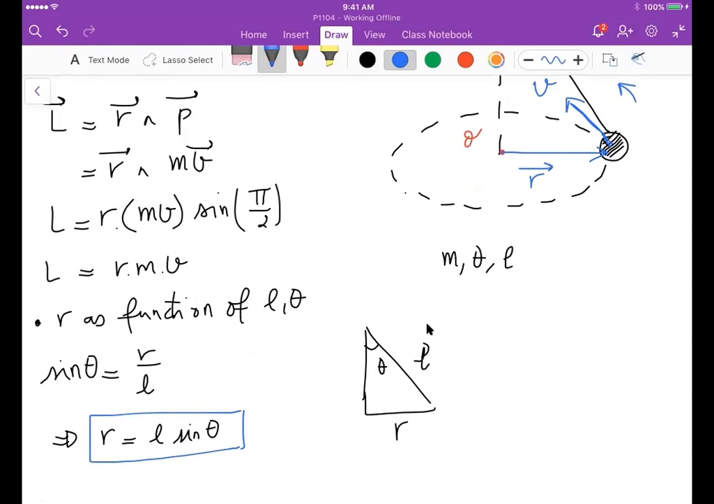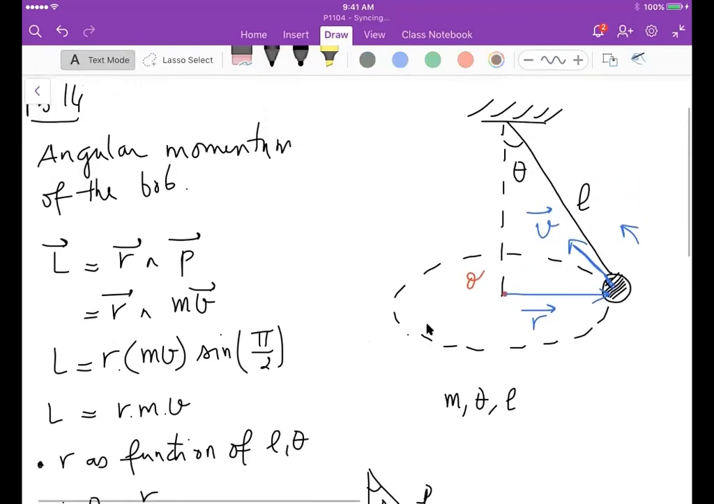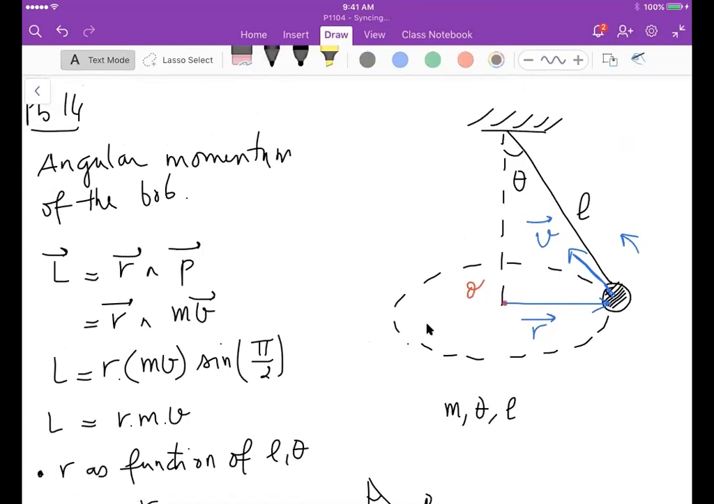But still we have to determine what is V, right? So now we have also to determine V as a function of M, L and theta. Okay? طيب شو الطريقة لحتى نقدر نجيب V? V is the speed of the particle.